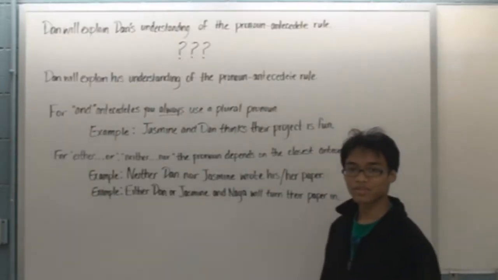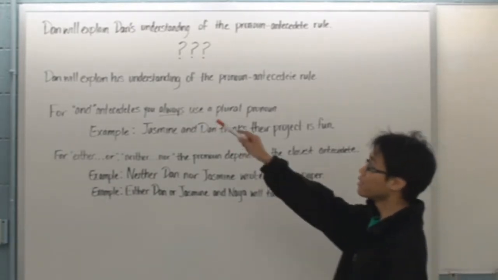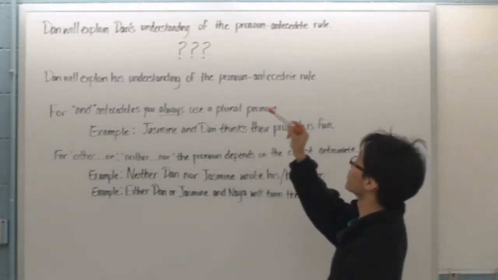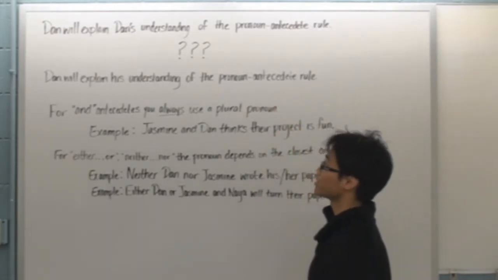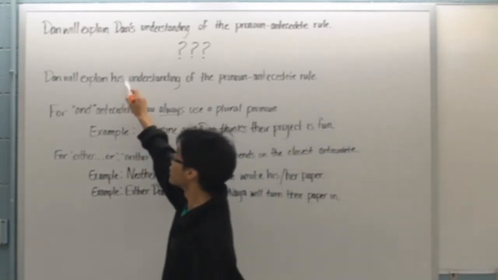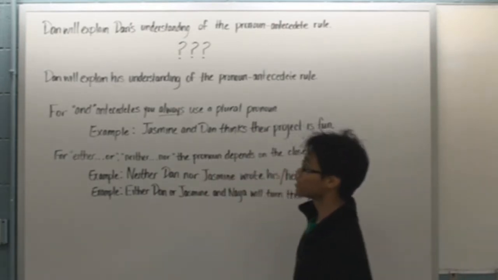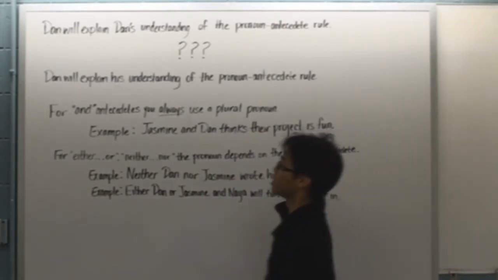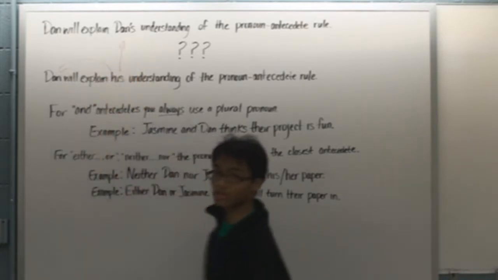A pronoun can also be used to refer to an earlier noun or pronoun in the sentence. For example, Dan will explain Dan's understanding of the pronoun antecedent rule. It doesn't make sense why we use Dan twice in the sentence. It just doesn't sound right. So instead we use his to replace Dan. So instead we get Dan will explain his understanding of the pronoun antecedent rule, where his replaces Dan and refers back to him. So it makes sense.